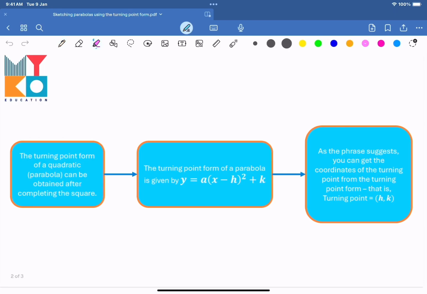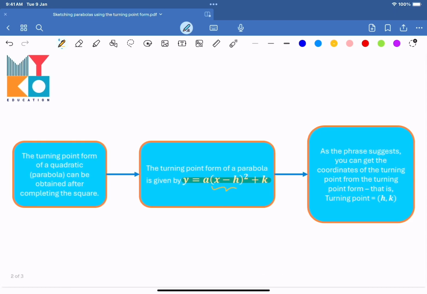If I were to do a quick highlight over here in orange, this is actually the turning point form: y equals a times (x minus h) squared plus k. Take note, whenever you complete the square, there is always a perfect square. And that's the reason why we call it completing the square. So the perfect square is this part over here.